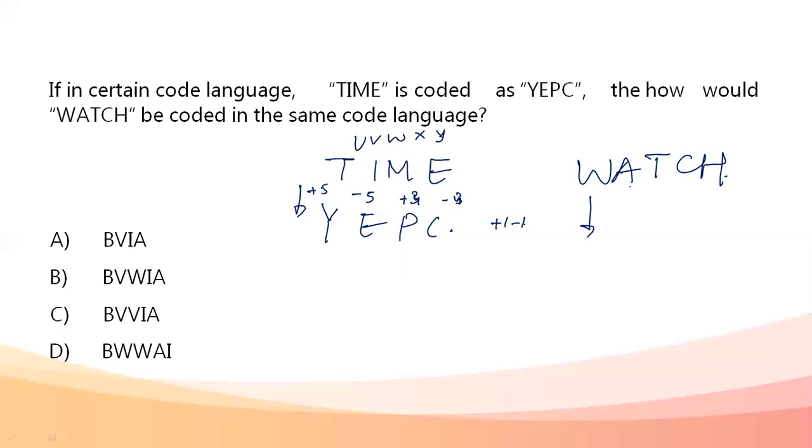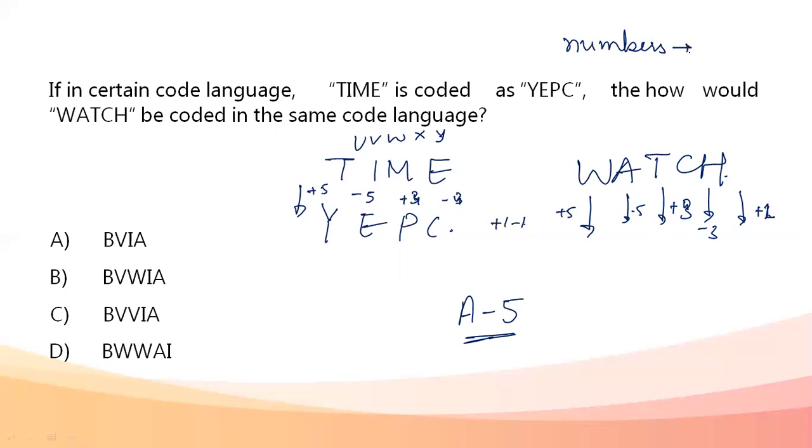When I use the same for watch, plus 5, minus 5, plus 3, minus 3 and plus 1, I'll get the code. Now one thing that is very important here is for the rest of them I can do plus 5, minus 5, plus 1, all of them. But if it is a minus, one thing that always has to be kept in mind is numbers are infinite but alphabets are limited. I just have 26 alphabets from A to Z.